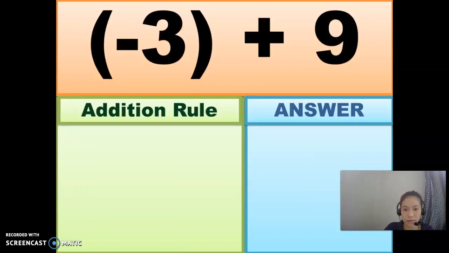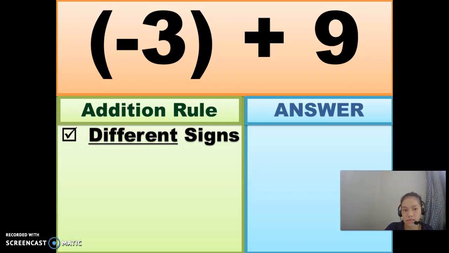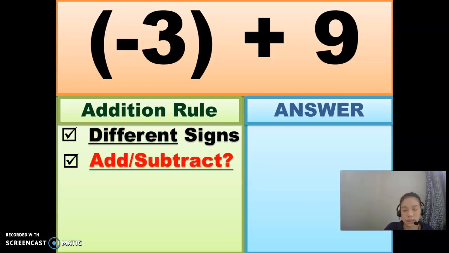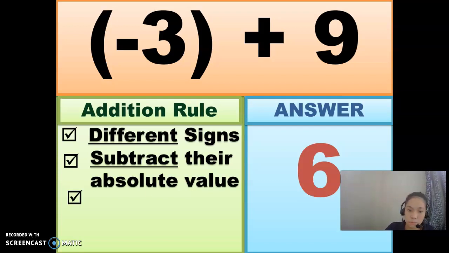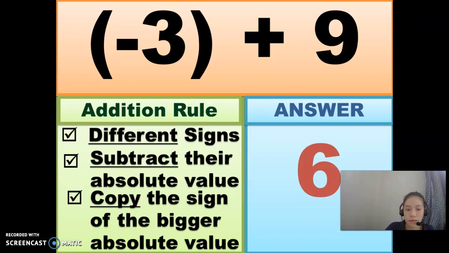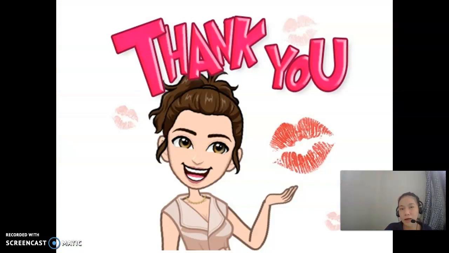Then negative 3 plus 9. Look at the signs. They have different signs. Different signs, so will you add or subtract? You will subtract. So 9 minus 3 is 6. What about the sign of the sum? You will copy the sign of the number with the bigger absolute value. The absolute value of negative 3 is 3, and the absolute value of 9 is 9. Which one is greater? It is 9, and 9 is positive. So the answer is positive 6. Okay, that will be all. Thank you.